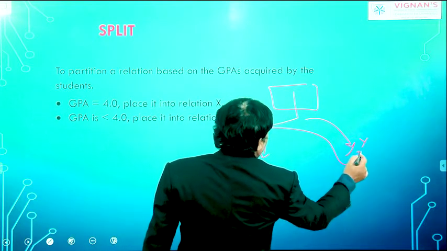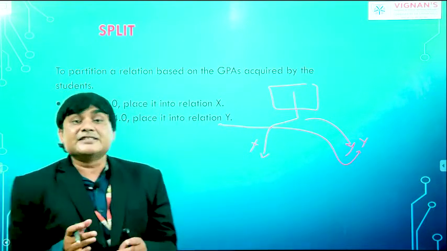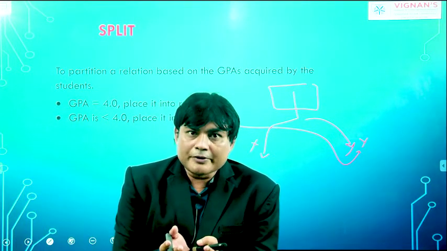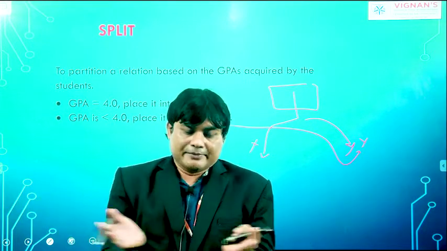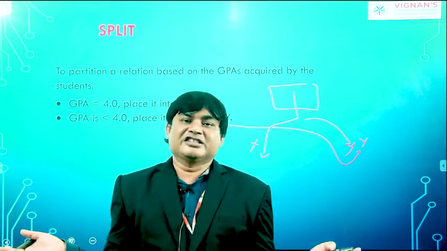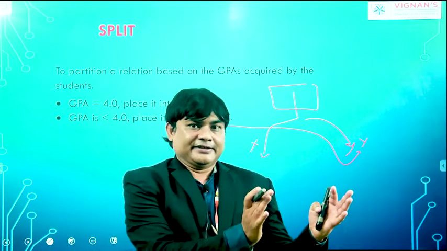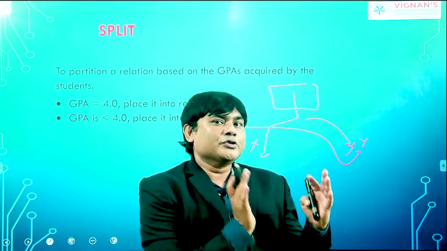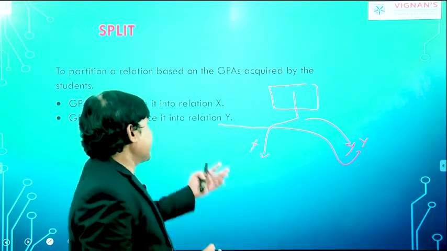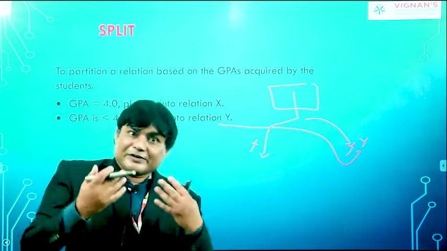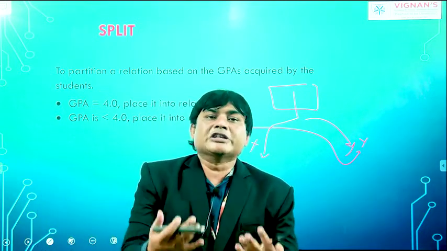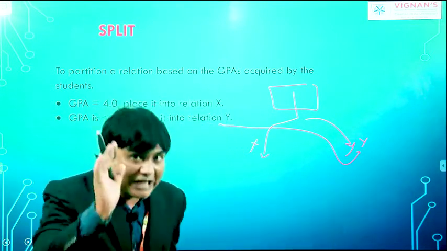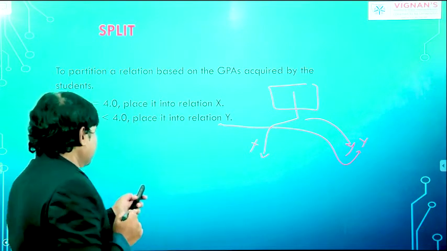It will go to relation Y. It means that I am just diverting my data into two different relations based on a certain condition. Those students who got GPA 4.0 go to relation X. Those students who got GPA less than 4.0 go to relation Y. For that purpose, you have to use split operators.